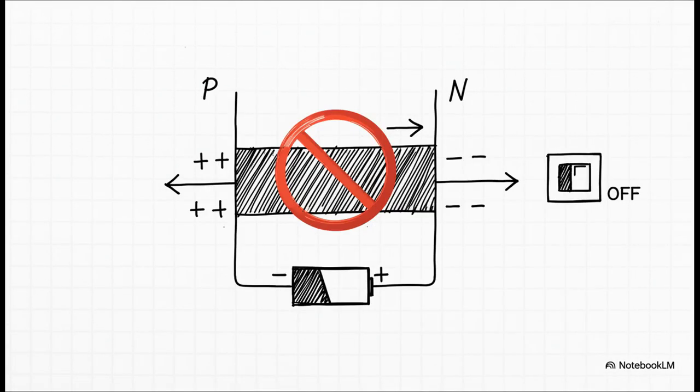Okay, but what if we flip the battery around? Now we're talking about reverse bias. We connect the negative terminal to the P side and the positive to the N side. Now, instead of fighting the barrier, our voltage is helping it out. It's pulling the electrons and holes even further away from the junction. The depletion region gets wider, that barrier gets stronger, and boom, electricity is blocked. This is our off switch.